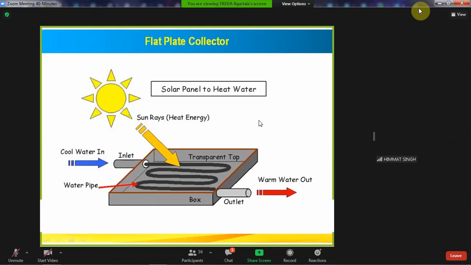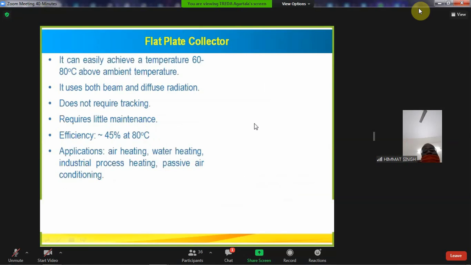By thermosyphonic system, it works automatically. So you can get hot water in the daytime as well as at night time also. Yes, the water is stored in the insulated tank.